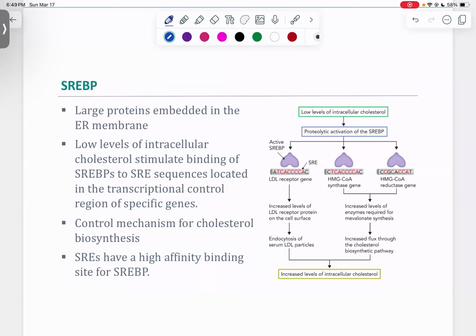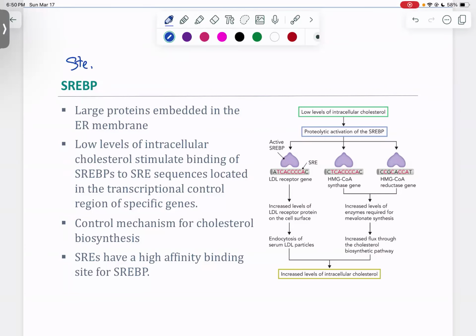And so it makes sense. All of our lipid metabolizing enzymes should be under some kind of umbrella transcriptional control. And so there's one transcription factor that controls a whole set of functionally related genes. And we call this the sterol regulatory element binding proteins, or the SREBPs.